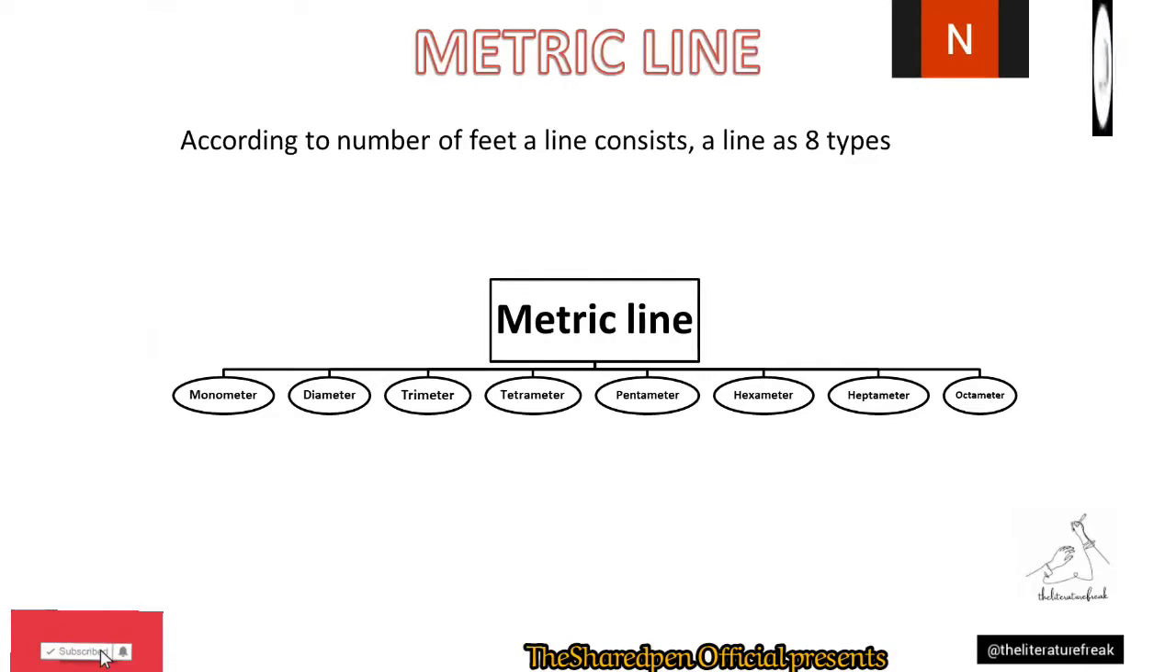So moving forward, we have something called metric line. How many feet a line consists of is called a metric line. If a line consists of one foot, it will be a monometer. If it consists of two feet, it will be dimeter. If three feet, trimeter. If four, tetrameter. If five, pentameter. If six, hexameter. If seven, heptameter. And if eight, octameter. See, when we combine iambic feet, we know what an iambic foot is. If a line consists of five iambs, it will make iambic pentameter. So we come to the concept of iambic pentameter. To study iambic pentameter, we should know what a foot is, what an iamb is, what a meter is. So these are the basic concepts.